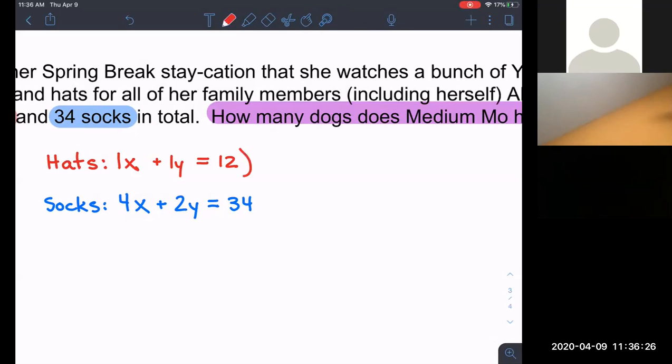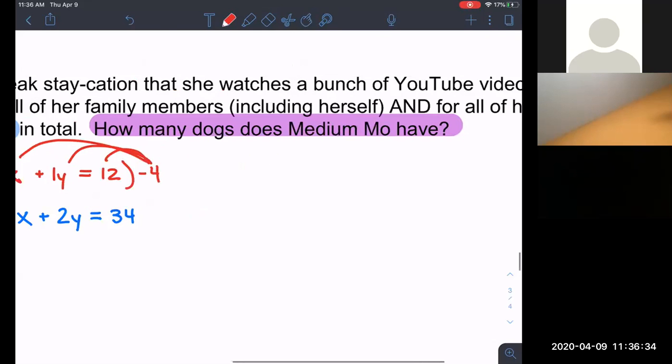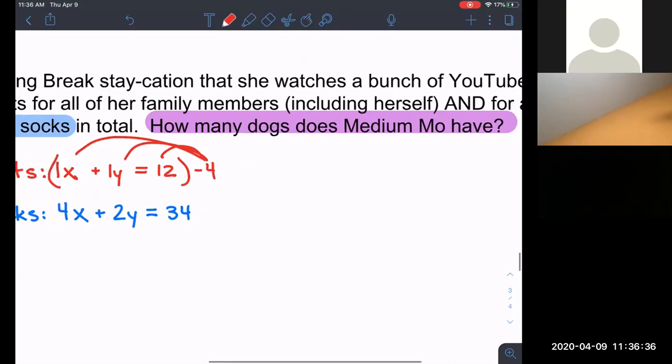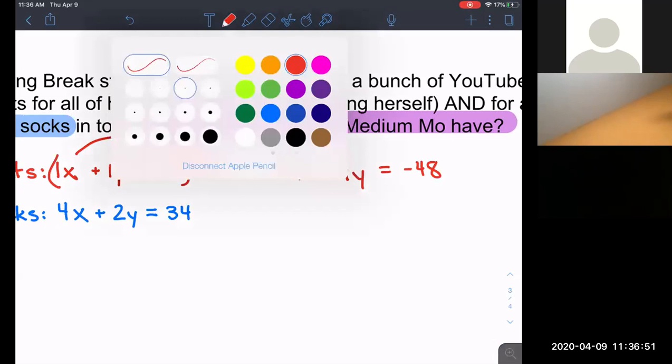All right, so I'm going to take this equation and multiply it by -4. Make sure you multiply everything, and then we're going to rewrite both equations. So we would get -4x minus 4y equals -48. Everything gets multiplied by -4, and then the bottom equation stays exactly the same.